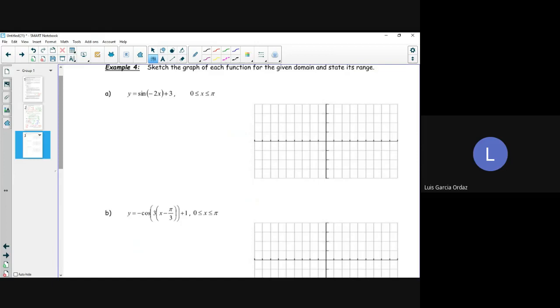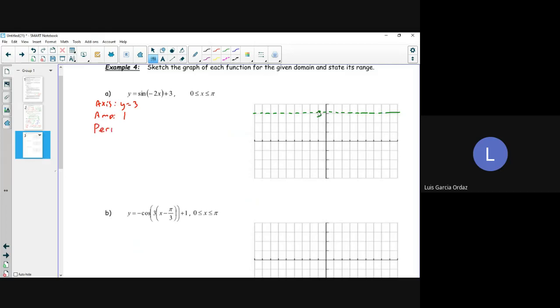So right off the bat, what would our equation of the axis be? 3. So that would be our equation of the axis for this equation. Axis y is equal to 3. What's our amplitude? Not 0. It's 1. Our amplitude is 1.